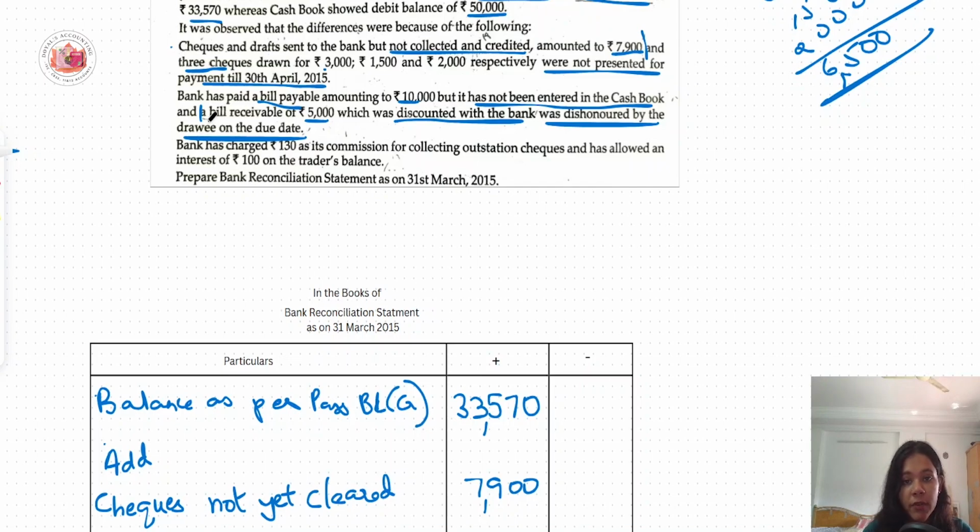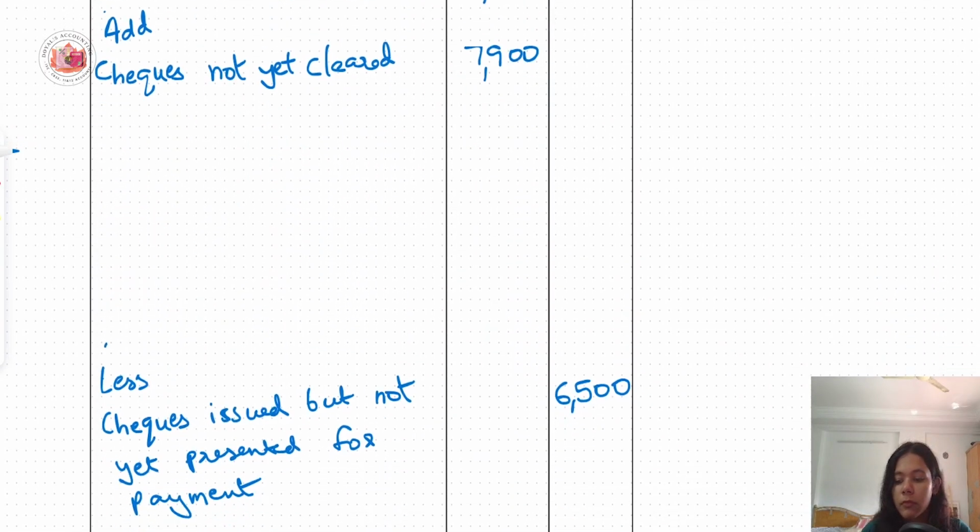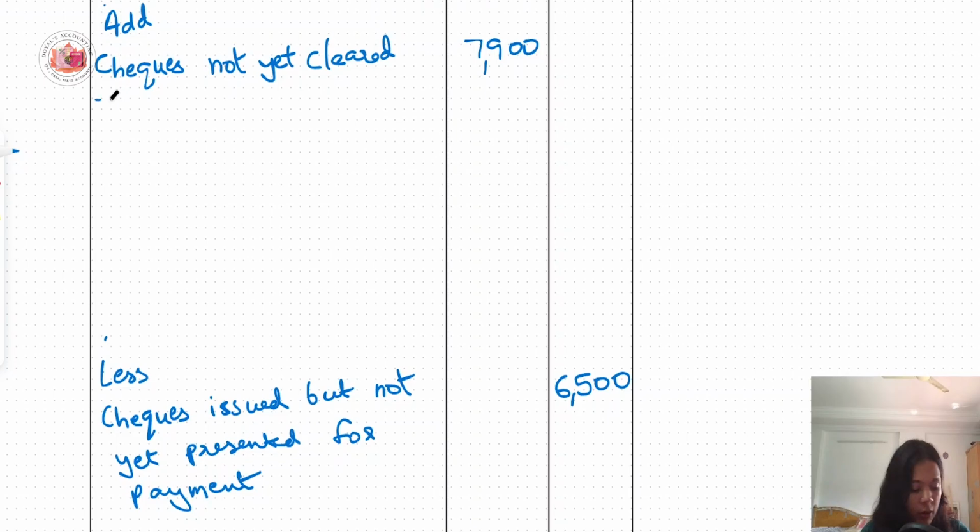Consider this transaction for now as a standing instruction payment. How were we doing it previously for standing instructions? Same way, for now you take bills payable. It is a liability. The bank has paid it off directly and it has not been recorded in the cash book. So our cash book balance is more than our passbook. And if I need to equalize the two, I will have to add 10,000 rupees to my passbook. Bills payable not recorded.